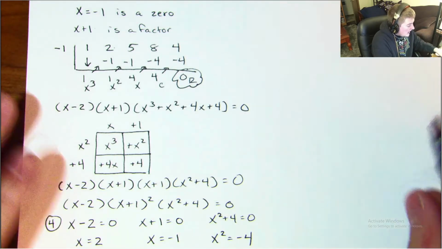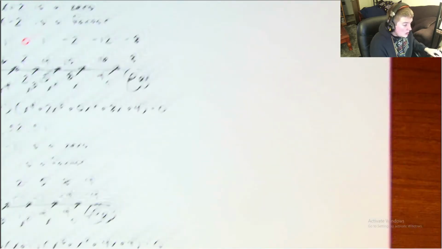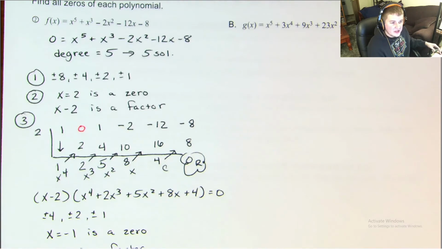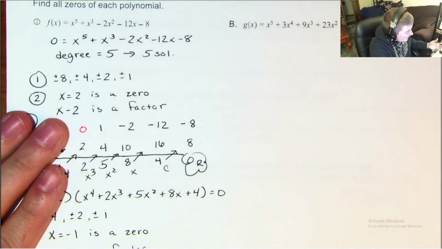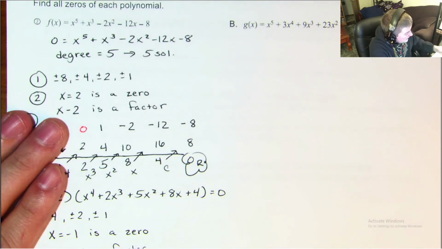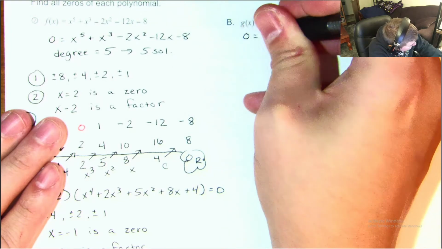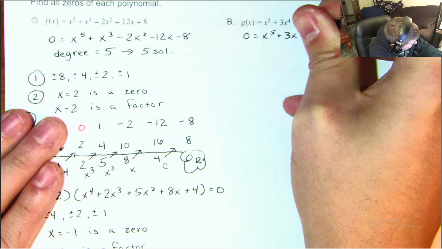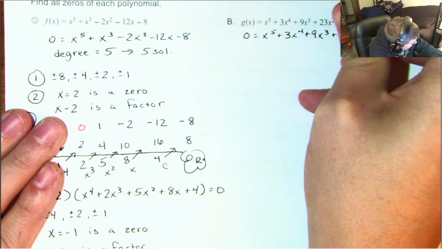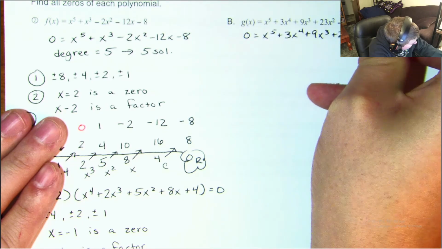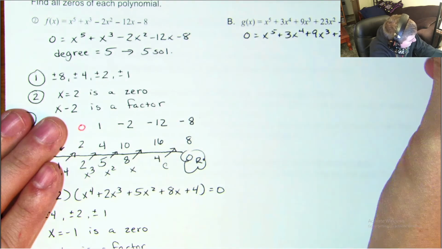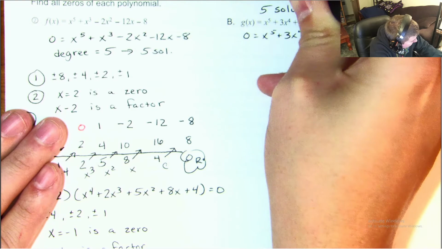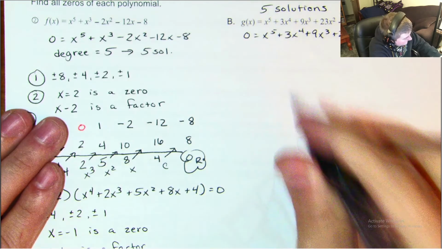Okay, I am going to go ahead and let you all try B. Go ahead and pause the video and try this one on your own and go ahead and check it when you're done. So I'm finding the zeros, meaning I'm just finding the x values that make this equal to 0. Okay, I should get 5 solutions when I'm done because my degree is 5.